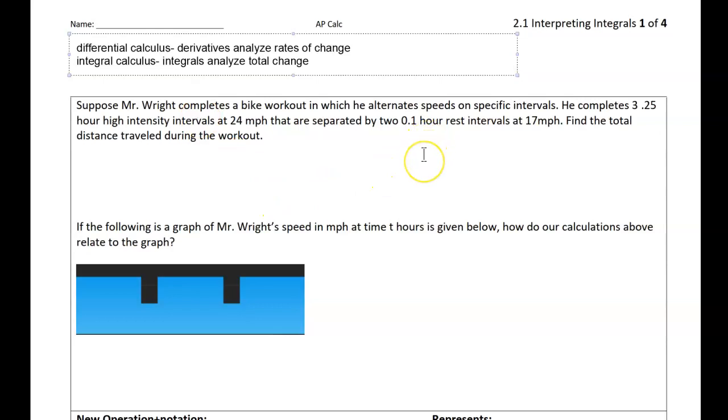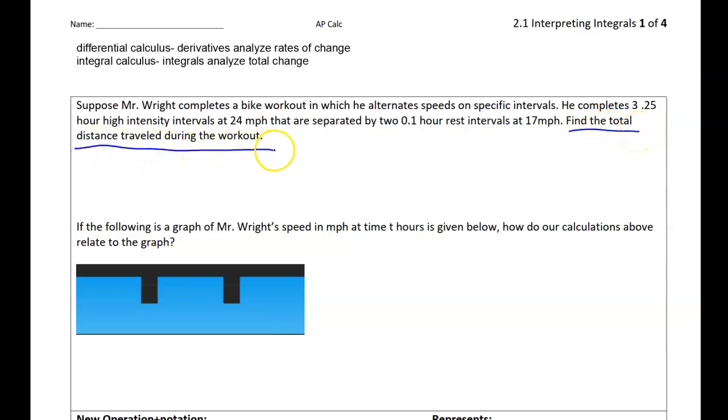It's an interval workout. If you've ever done an endurance sport like cross country, you're probably familiar with this. You go hard and then you go easy and then you go hard again. And this is the graph of what the intensity would look like down here. And notice what we're trying to figure out is the total distance traveled during the workout, and notice, total change. So this is an integral.